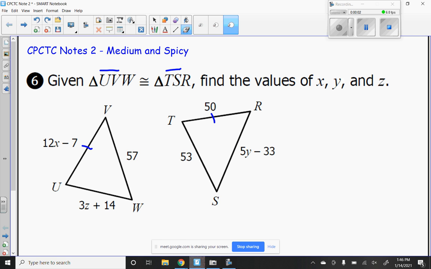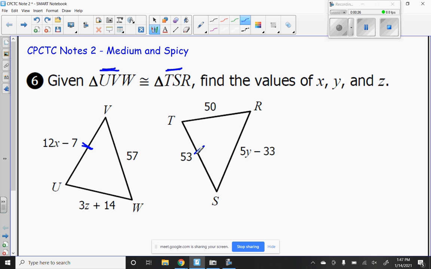And start over. Okay, based on the congruent statement, UV are the first two letters, TS is the first two letters. I'm going to label those the exact same way. There's UV, there's TR. Whoops, I marked it incorrectly. So let's do that correctly then.